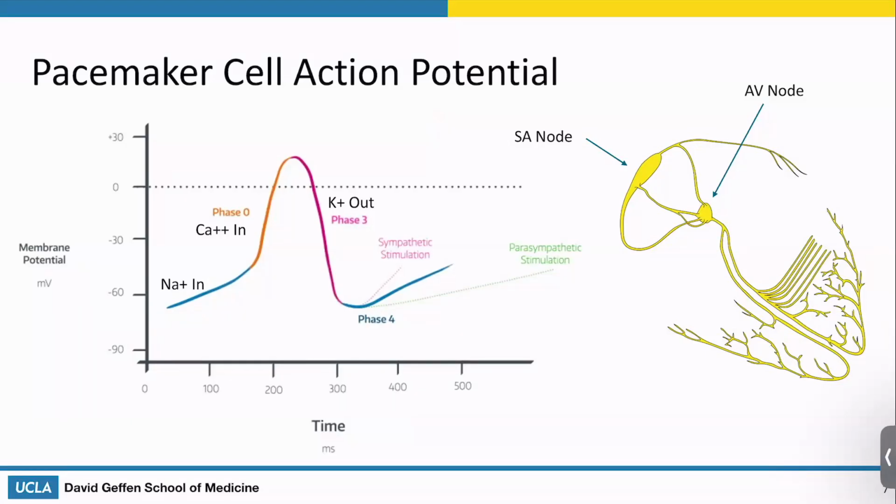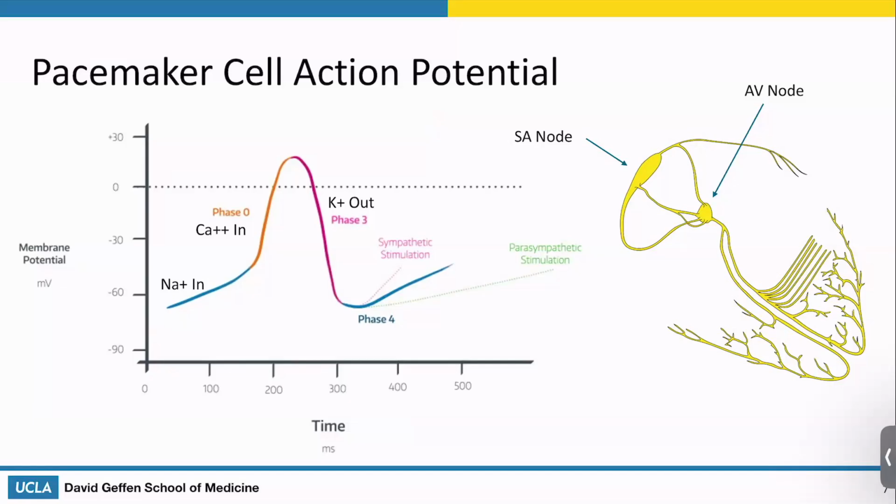You see up there, the SA node and the AV node are going to be our pacemaker cells. So hopefully the SA node is stimulating our initial response. We want the SA node to be the one that's ultimately in charge, that sends that initial impulse. Well, how does this begin? It begins by that exchange of sodium and potassium.